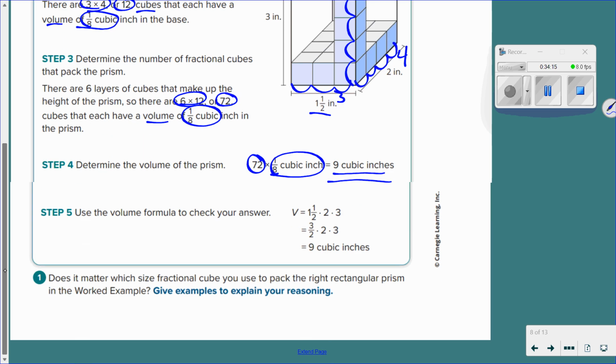Then we use our volume formula to check. So we could use the volume formula. We would say, here's our length, here's our width, here's our height, yes? Put those into the formula. We have to turn it into a mixed number or improper fraction. Technically, those are both over 1. We have 1 reduction, 2 on top and bottom. 3 times 3 is 9. 1 times 1 is 1. 9 over 1 is 9. Questions on what we just did?